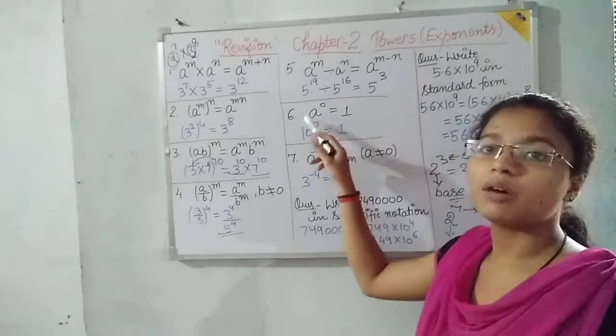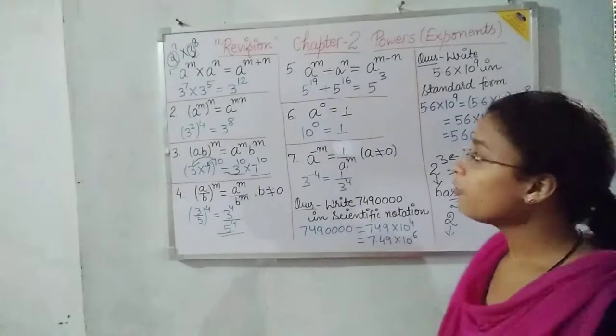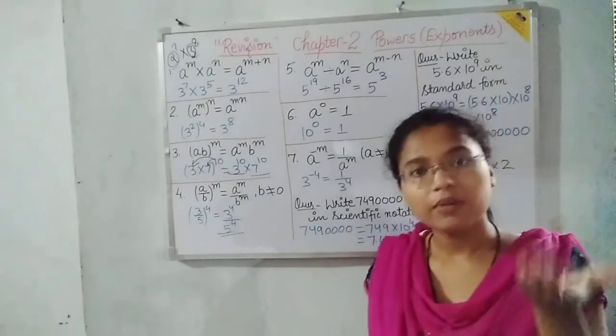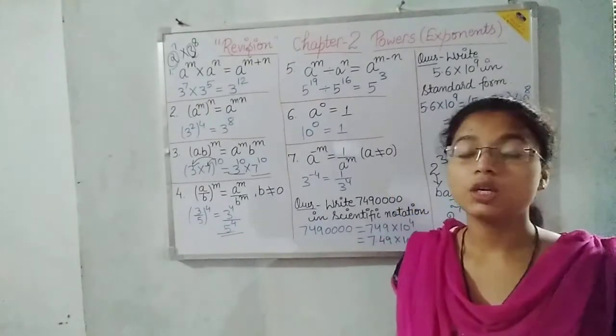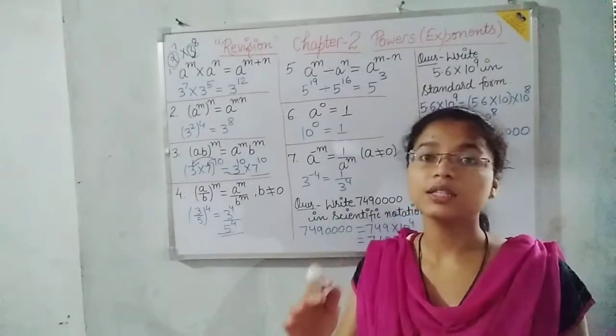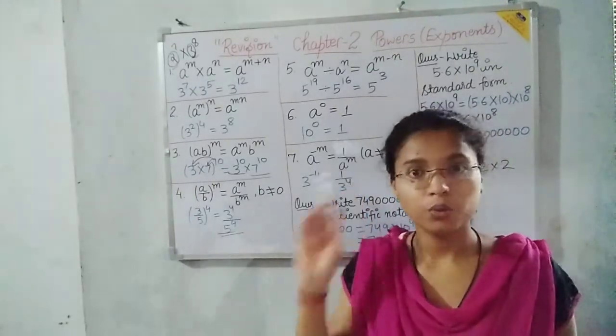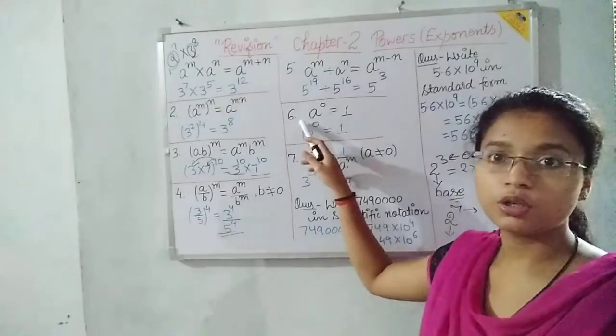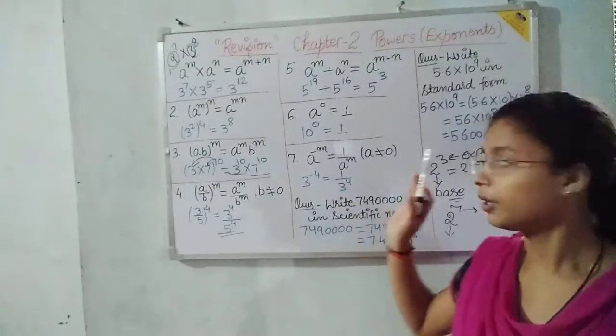Next is a to the power 0 is equal to 1. If any number is given and the power is 0, the value will always be equal to 1. If 100 is given, the power of 100 is 0, so the answer will always be equal to 1. Suppose 10 to the power 0, the answer will always be 1.